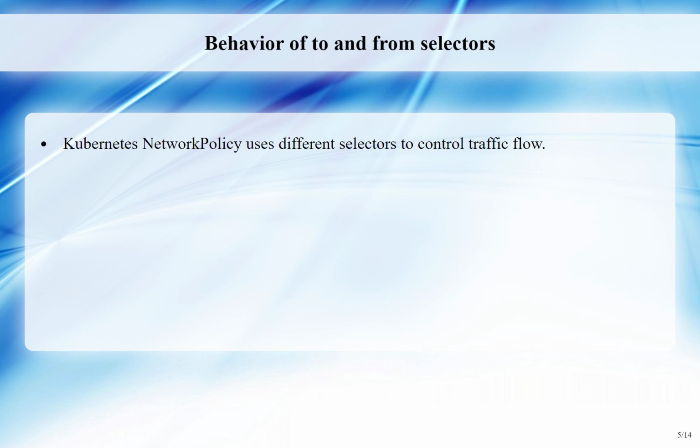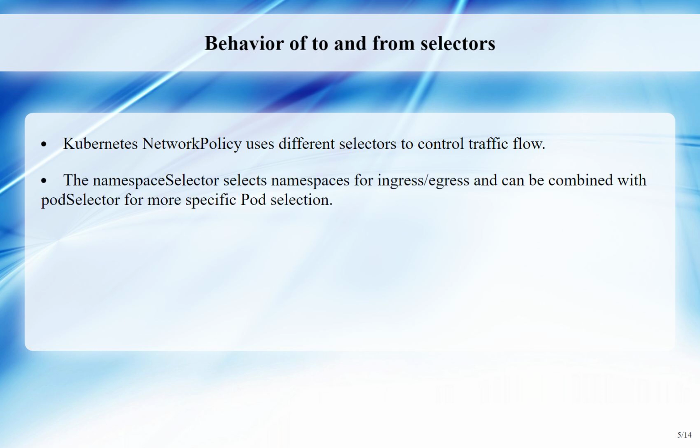Behavior of to and from selectors. In Kubernetes, there are 4 types of selectors that can be used in the ingress and egress sections of a network policy: pod selector, namespace selector, namespace selector and pod selector combined, and IP block. The pod selector selects specific pods within the same namespace as the network policy for ingress sources or egress destinations. The namespace selector selects entire namespaces for ingress or egress. Combining namespace selector and pod selector allows for more specific selection of pods within specific namespaces.